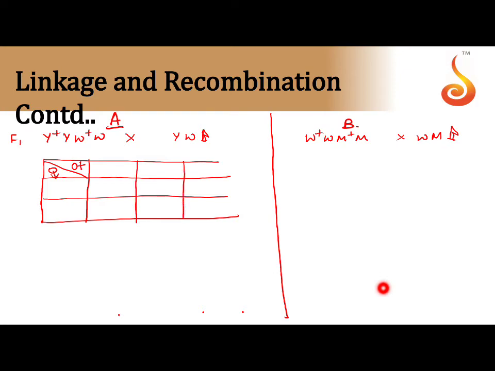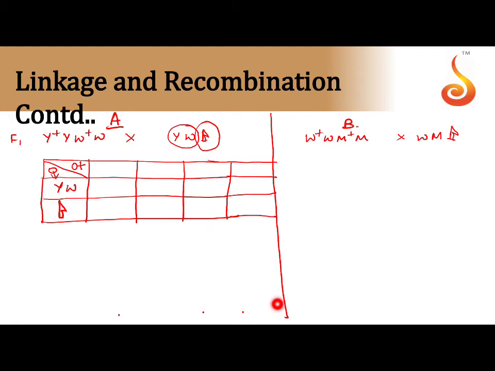Now, you will be having 4 gametes which are formed in case of females, and in males you will be having 2 gametes. Now, in males, if you see, there is only an X chromosome which is carrying YW and the other is the Y chromosome. So, let us note it down here.